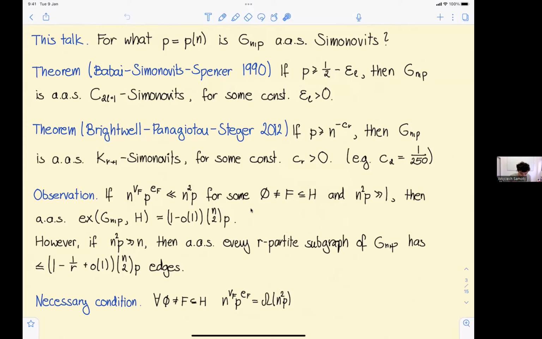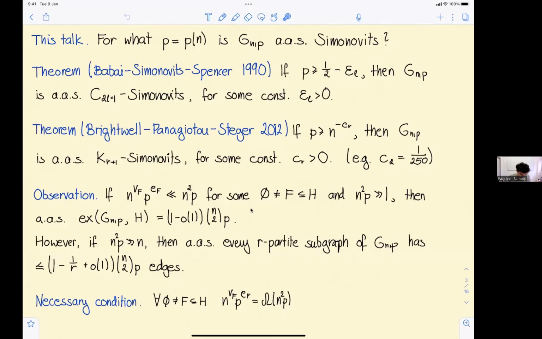Now, the first authors to consider this question were Babai, Simonovits, and Spencer in 1990, who proved that if p is at most 1/2, so p is at least 1/2 minus some small positive constant, then G(n,p) will be typically Simonovits with respect to an odd cycle, so a triangle, a C5 or a C7. They also asked whether this assumption that p is at least 1/2 could be reduced to something tending to 0. And this took quite a lot of time.